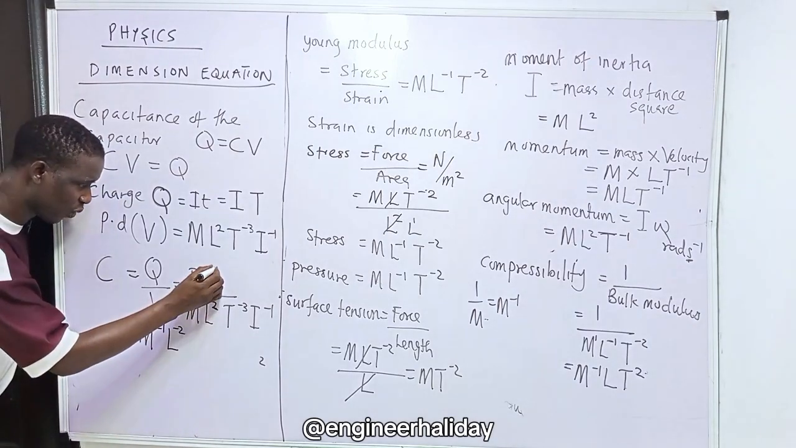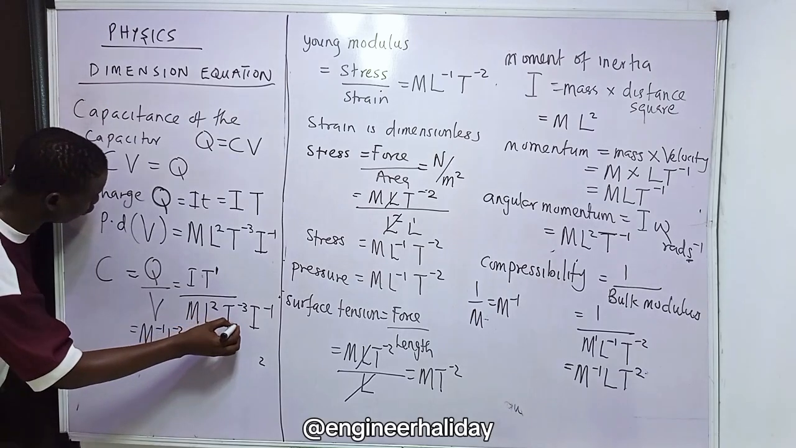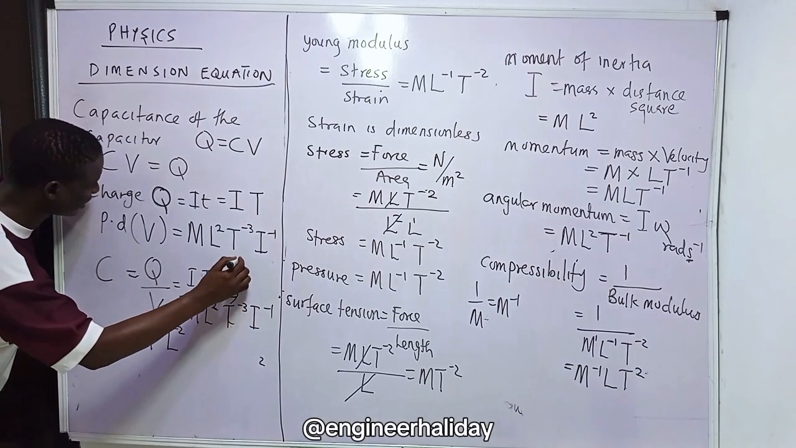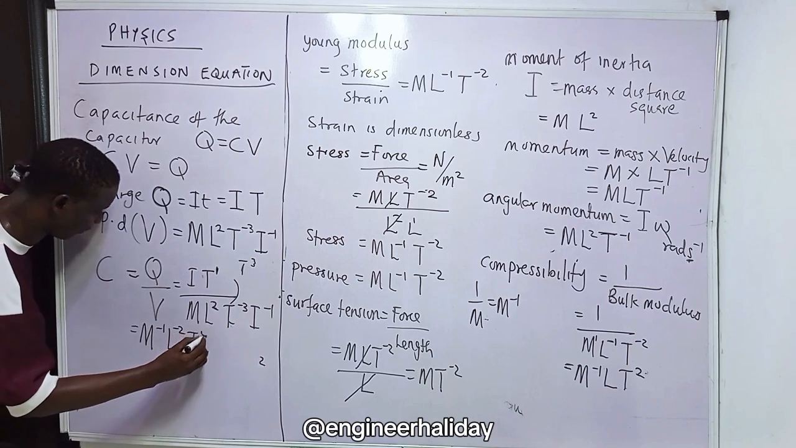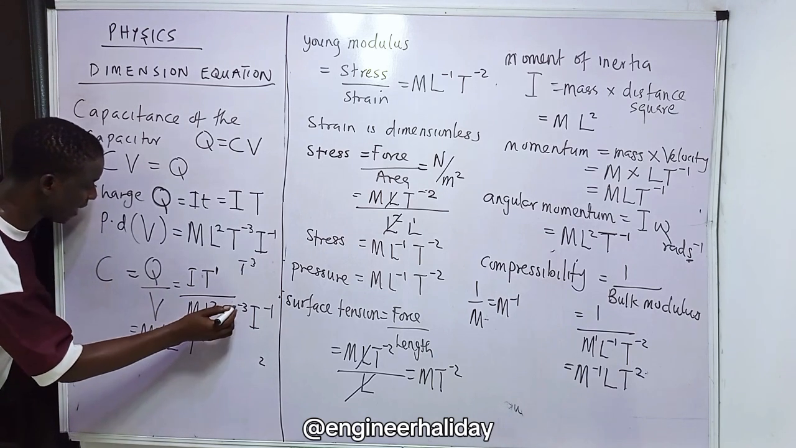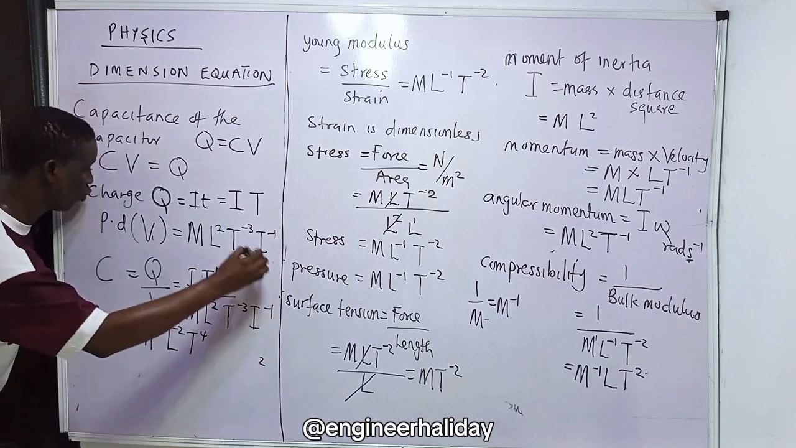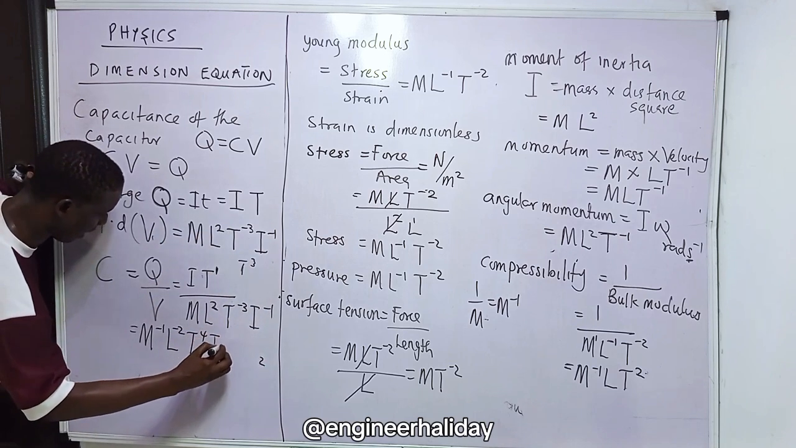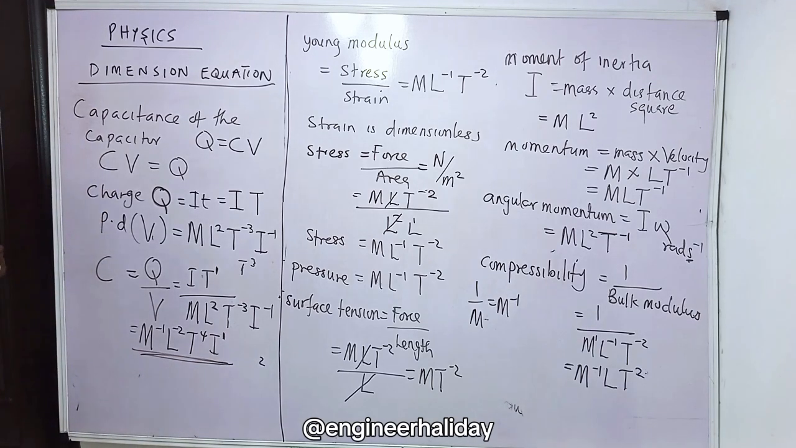Then let's take this one, which is 1. If you take this one up, what will it become? It becomes T raised to power 3. T raised to power 3 plus T raised to power 1 is T raised to power what? 4. Don't forget, because anytime it moves up, the minus will leave. So 1 plus 3 becomes 4. Then if this one goes up, it becomes I raised to power 1. So that will be your dimension of capacitance of the capacitor.